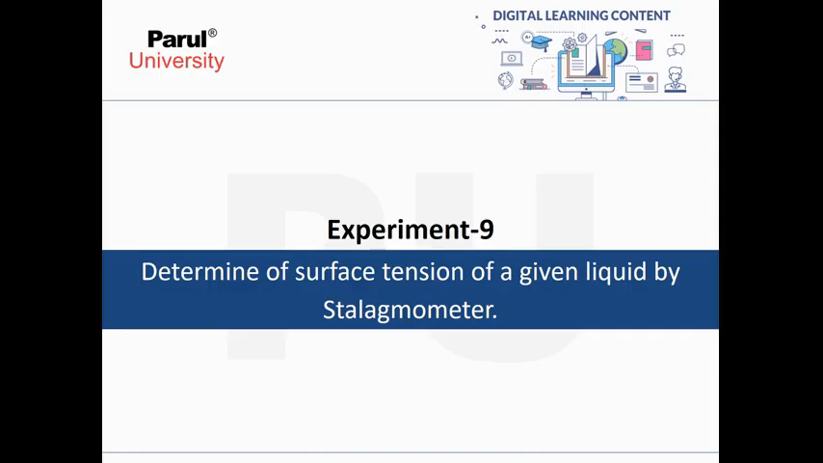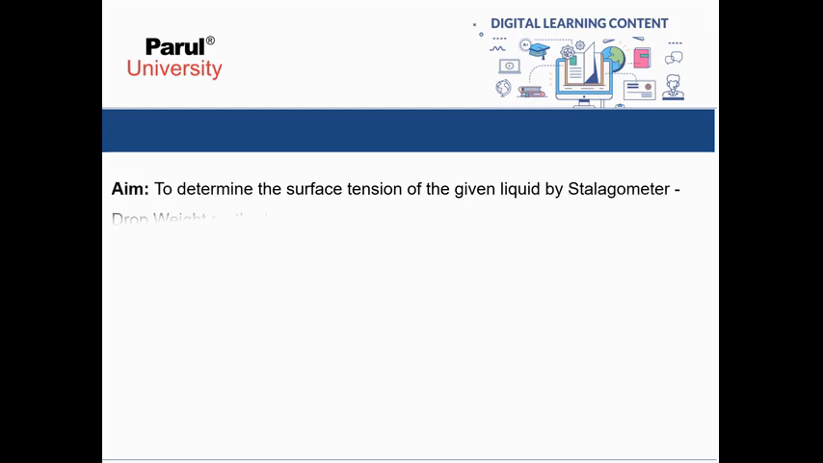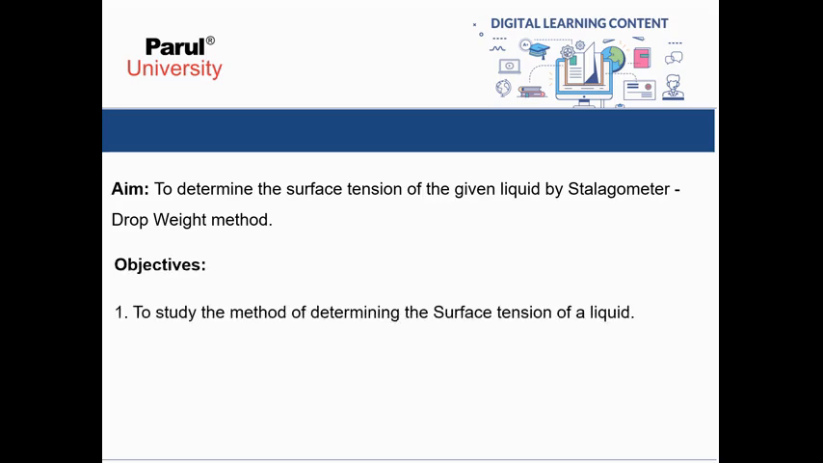Determination of surface tension of a given liquid by stalagometer. Aim: to determine the surface tension of the given liquid by stalagometer, that is through the drop weight method. The objective of this practical is to study the method of determining the surface tension of a liquid and to study the mechanism and the kinetics of flow of liquid.